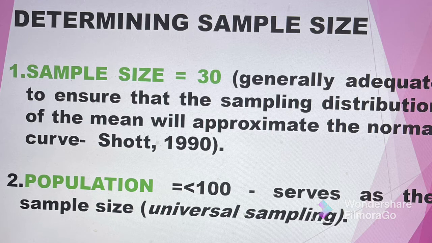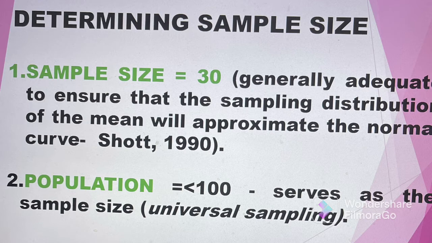The first one: when your sample size is 30, according to Schott in 1990, it is already generally adequate to ensure that the sampling distribution of the mean will approximate the normal curve. So in statistics, 30 elements of the sample is already acceptable when you use statistics in the treatment of your data, because in group statistics, 30 is already an acceptable small number of elements in the sample size.